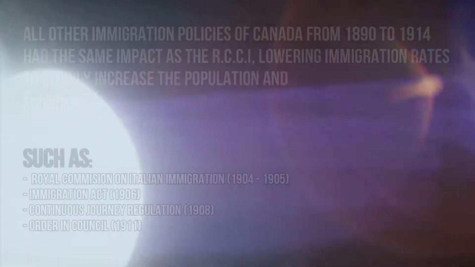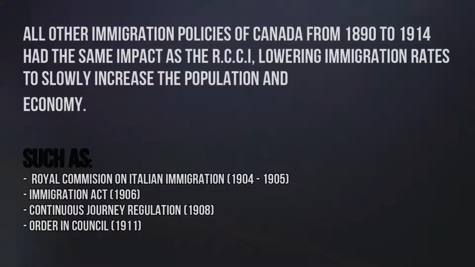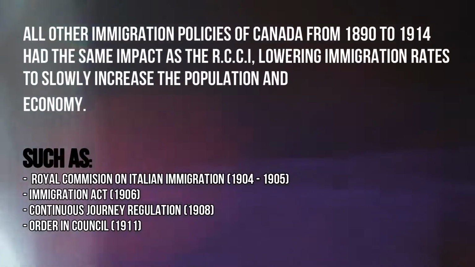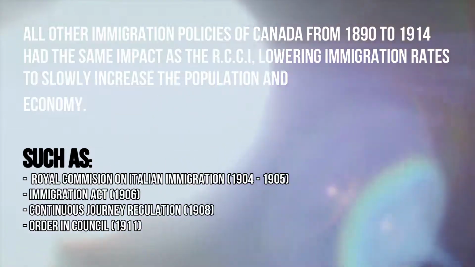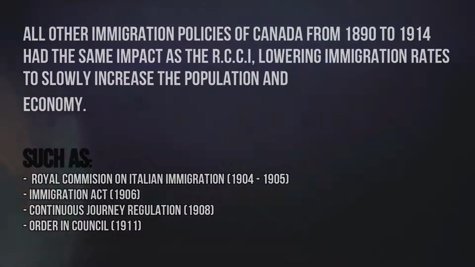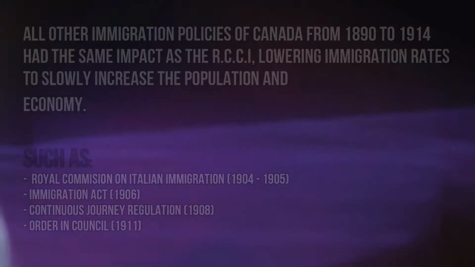All other immigration policies of Canada from 1890 to 1914 had the same impact as the RCCI, lowering immigration rates to slowly increase the population and economy, such as the Royal Commission on Italian Immigration 1904 to 1905, the Immigration Act 1906, the Continuous Journey Regulation 1908, and the Order in Council 1911.